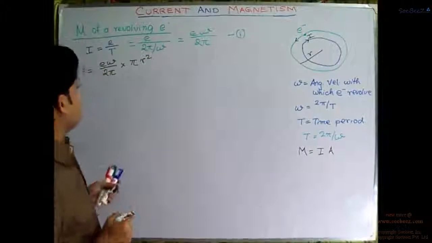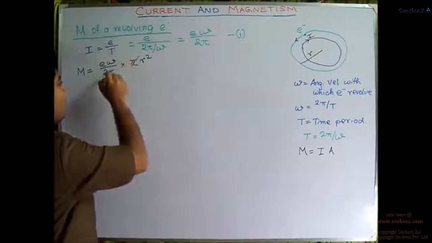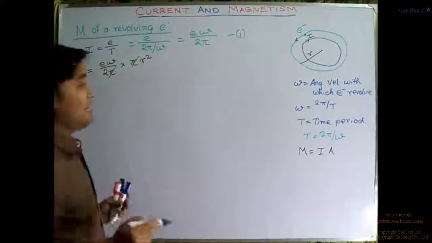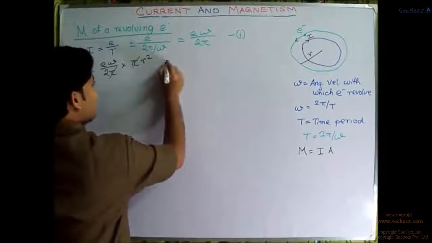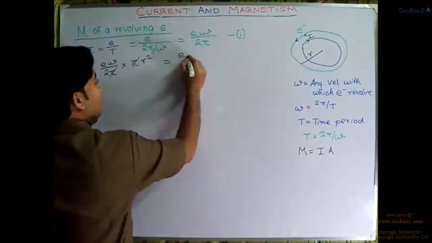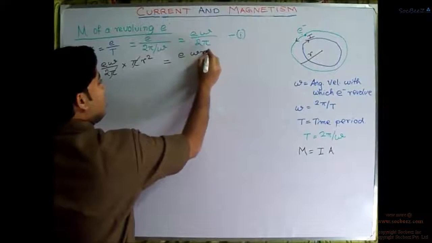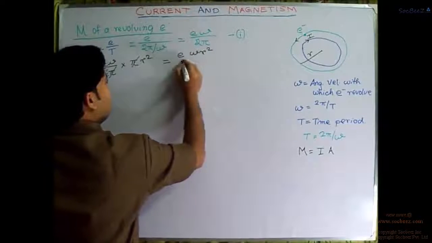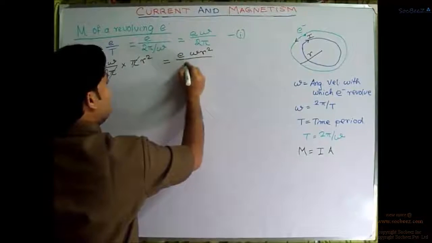Multiplied by pi r square. And if we observe closely, this pi will cancel out this pi, so the expression remains as E omega r square divided by 2.